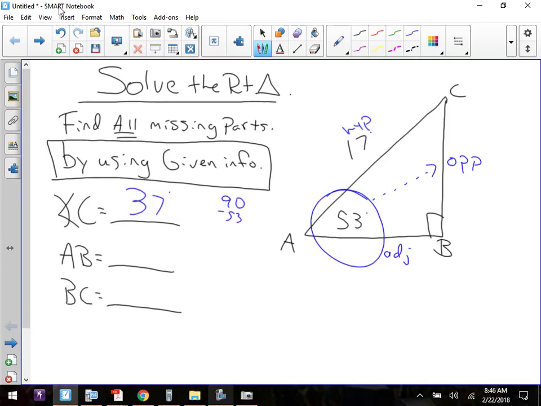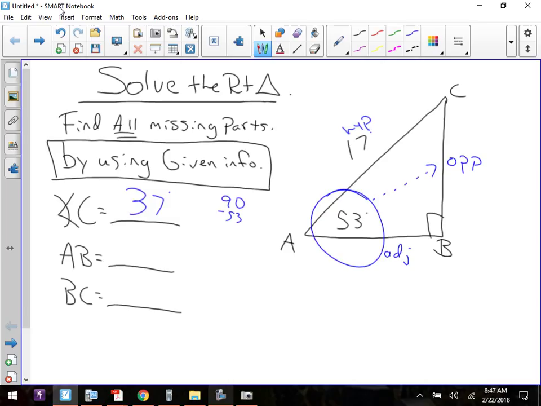Which means in order to solve for side BC, I'm going to use what trig function? And to solve for side AB, what trig function? Reusing your given, what am I going to use for AB? Cosine, very good. See how I'm reusing the given information to go to both parts.